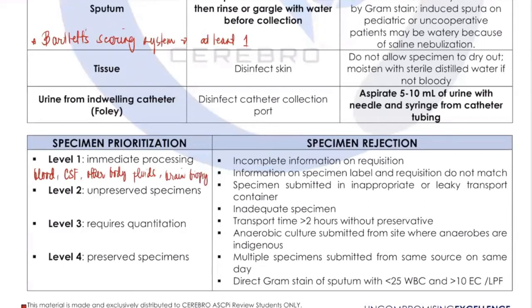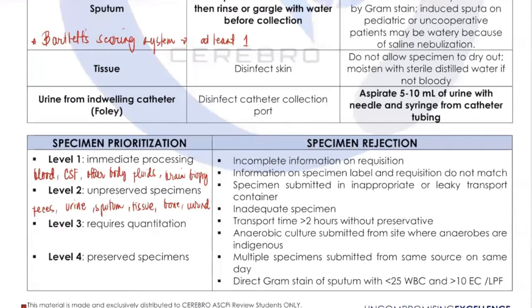Okay, then for level 2, these are unpreserved specimens. Examples are feces, urine, sputum, tissue, bone, and wound specimens that are unpreserved.